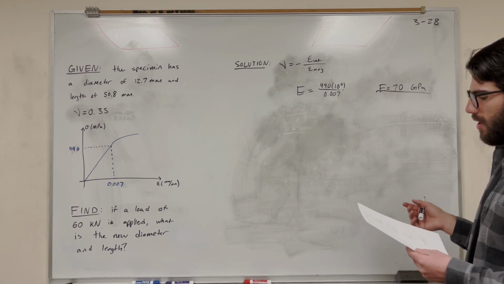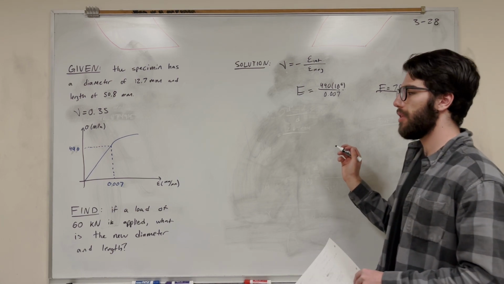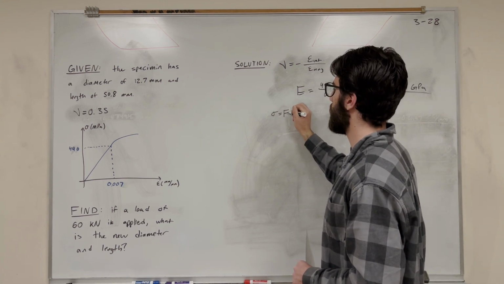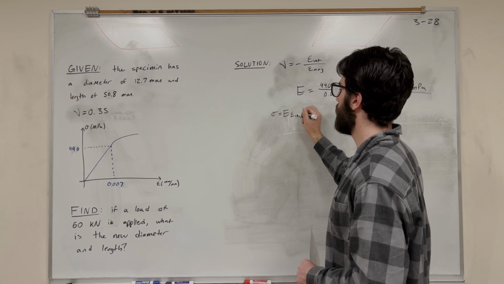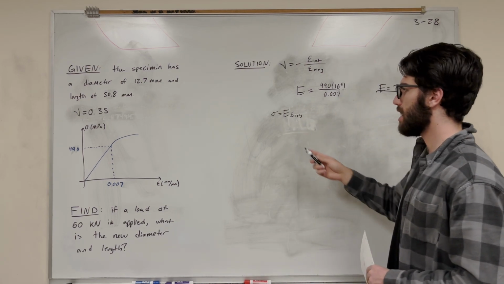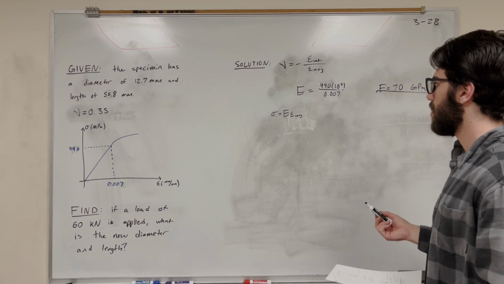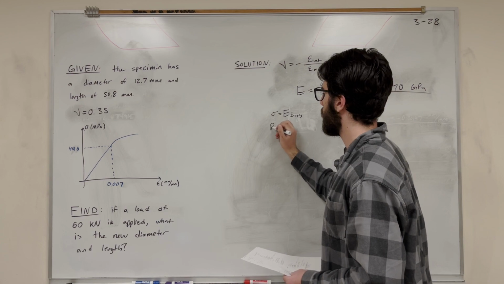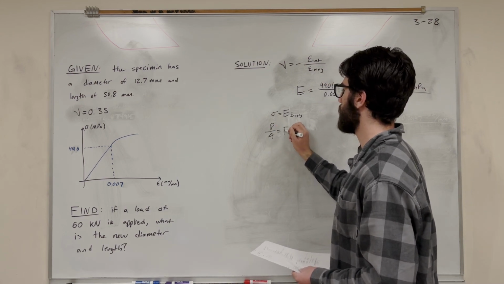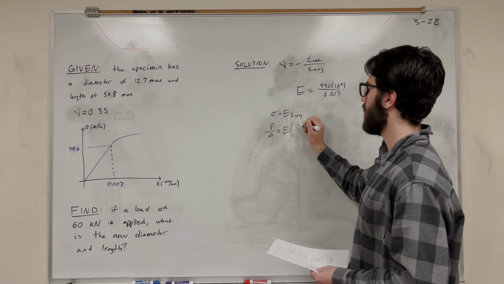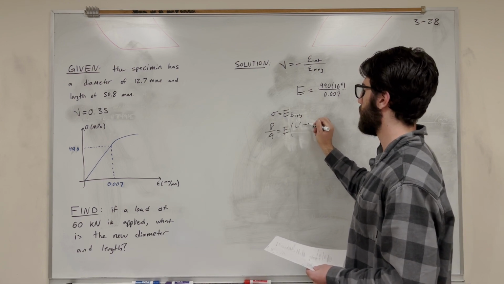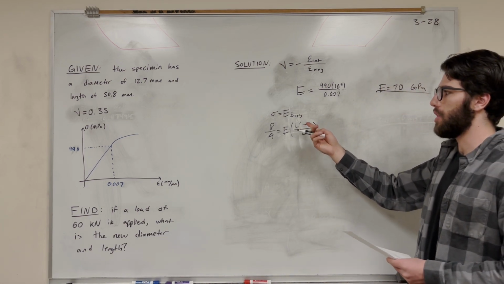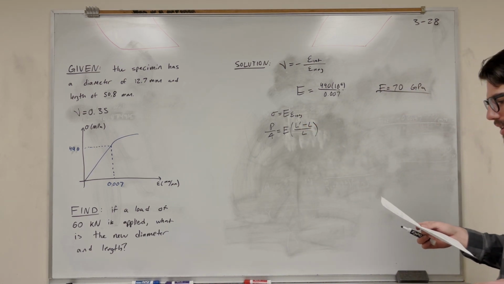Let's start with the long direction. If we want to find the change in the long direction, we're going to need the equation stress is equal to the modulus of elasticity times strain. Let's expand everything to get what we need. Stress is equal to force over area, which is equal to the modulus of elasticity times strain long, which is length final minus length original over length original. L prime is the new length, and that's what we want to solve for.